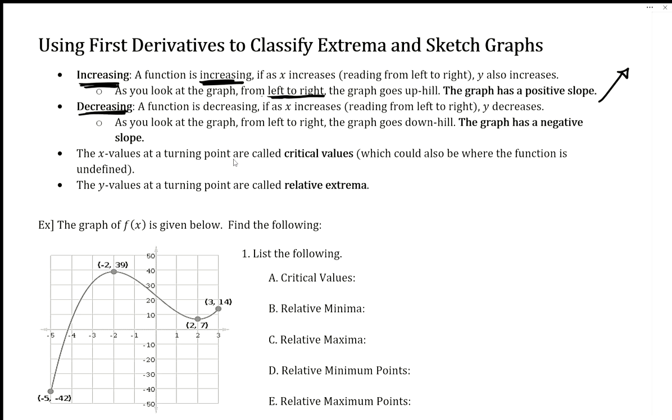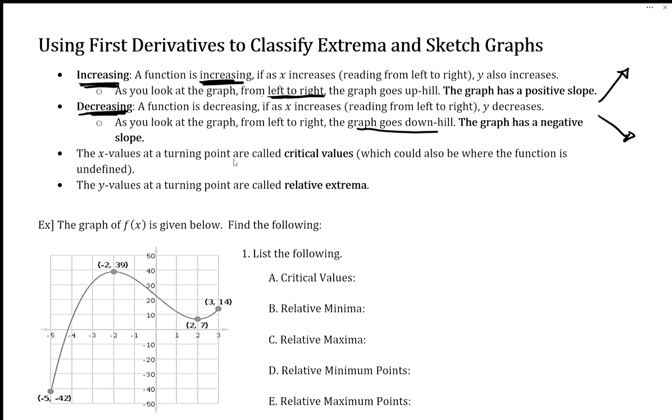Decreasing is when x increases, y decreases. So from left to right, the graph goes downhill or downward, something like that. And if I'm drawing these segments that look like lines, then we can say they have slopes. The graph has a positive slope when it's increasing, and a negative slope when it's decreasing.